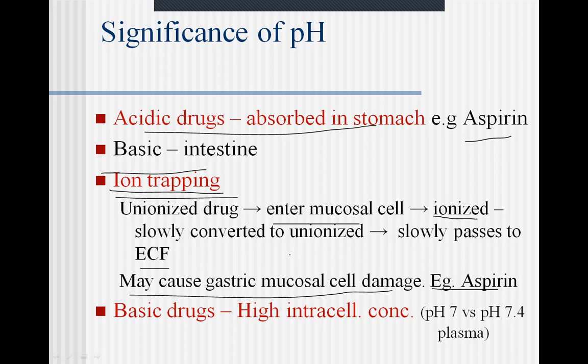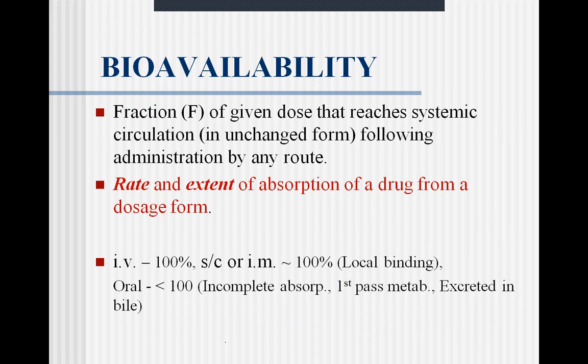So this could be one reason why gastric mucosal damage occurs with aspirin, because aspirin, being an unionized drug in the stomach, would enter the mucosal cell. The mucosal cell has an alkaline pH where it would get ionized, and ionized molecules being water soluble get trapped inside the cell, where they are slowly released into the extracellular spaces. And this is one reason that I said that gastric mucosal damage occurs with aspirin. Similarly, basic drugs have higher intracellular concentration when the pH ranges from 7 to 7.4.